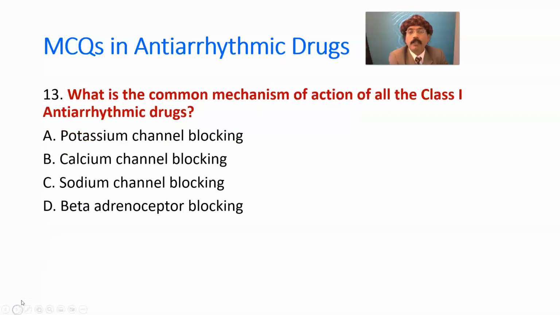Number 13. What is the common mechanism of action of class 1, class 1A, B, C antiarrhythmic drugs? Potassium channel blocking, calcium channel blocking, sodium channel blocking, beta-adrenoreceptor blocking. Answer should be C. 13C, sodium channel blocking.